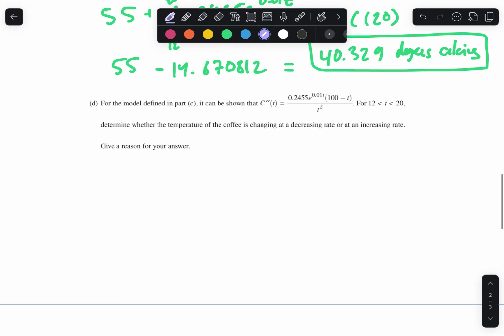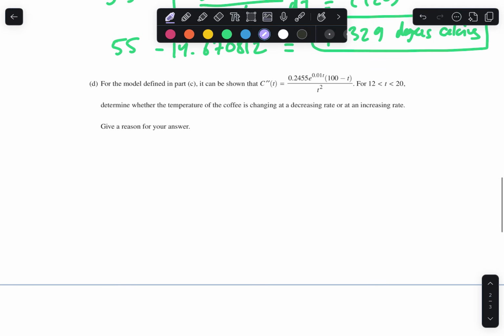All right, let's go ahead and move on to part D. This one says, for the model defined in part C, it can be shown that C double prime of t is equal to this equation. For t between 12 and 20, not inclusive, determine whether the temperature of the coffee is changing at a decreasing rate or an increasing rate. Give a reason for your answer. We've got one more equation thrown into the mix. Now we have C double prime of t.